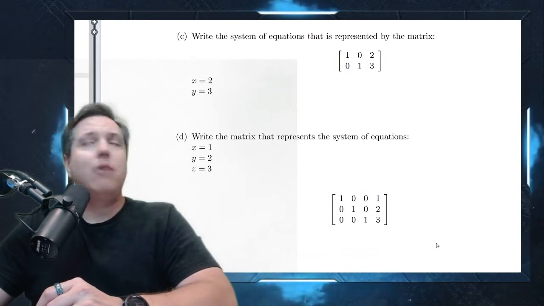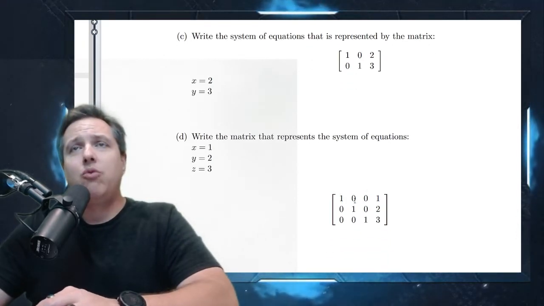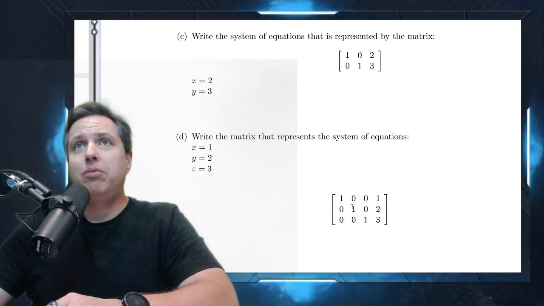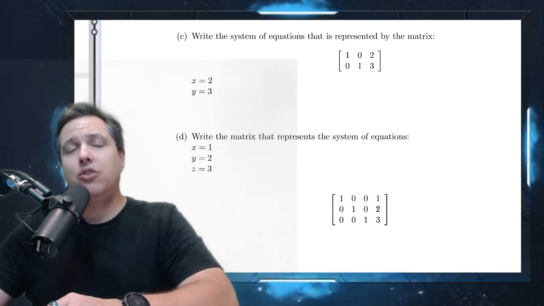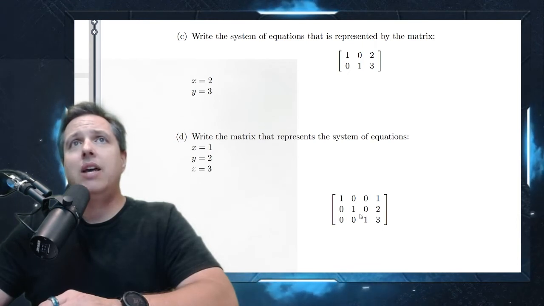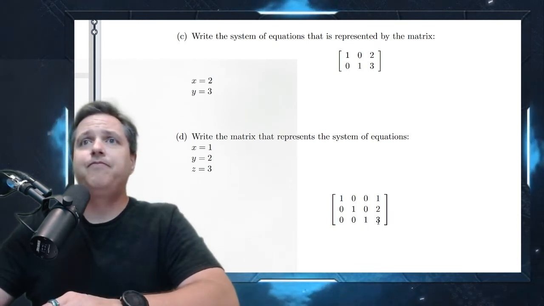But a lot of times people just don't take that extra step, but we still interpret the matrix in the same way. So how would we interpret this one right here? Well, this would be 1x plus 0y plus 0z equals 1, or x equals 1. 0x plus 1y plus 0z equals 2, or y equals 2. And 0x plus 0y plus 1z equals 3, or z equals 3.